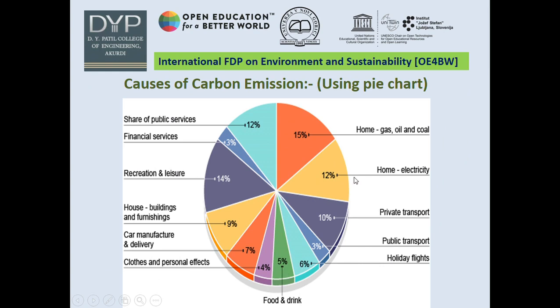Now how can we use mathematics? See, the pie chart can be easily useful for distinguishing different ways of carbon emissions by human beings. So here we can see home electricity emits 12%. Gas, oil and coal at home emit 15%. See, this way a pie chart can be used very well for carbon emission distinction.